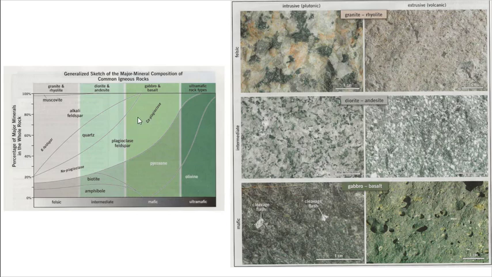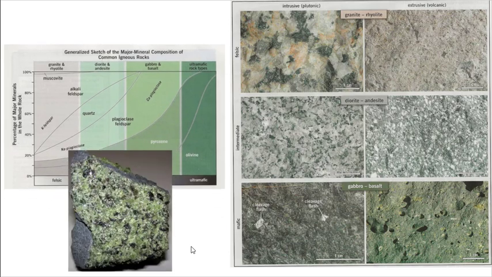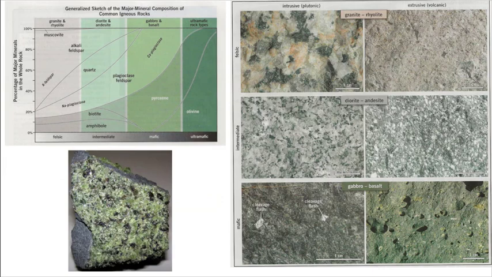And then they bring up the ultramafic rocks over here, which are even more mafic than mafic. They have very little, sometimes no quartz in them at all. And the big one there that we deal with is a rock named peridotite, and there it is.